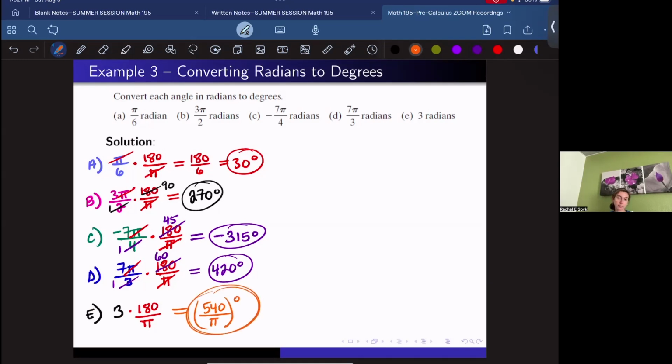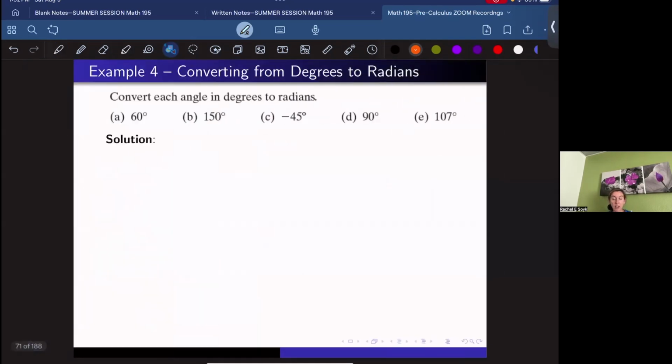And that's it. Do you have to put the parentheses? No. But I just have it there. Now let's look at example 4, which we're going to be converting from degrees now into radians.